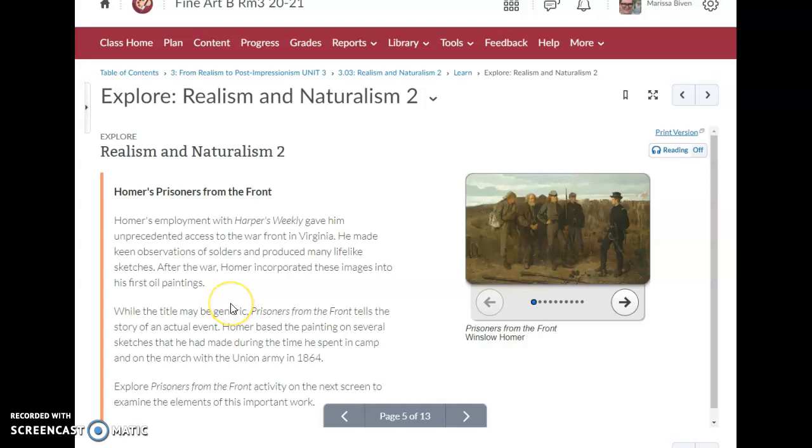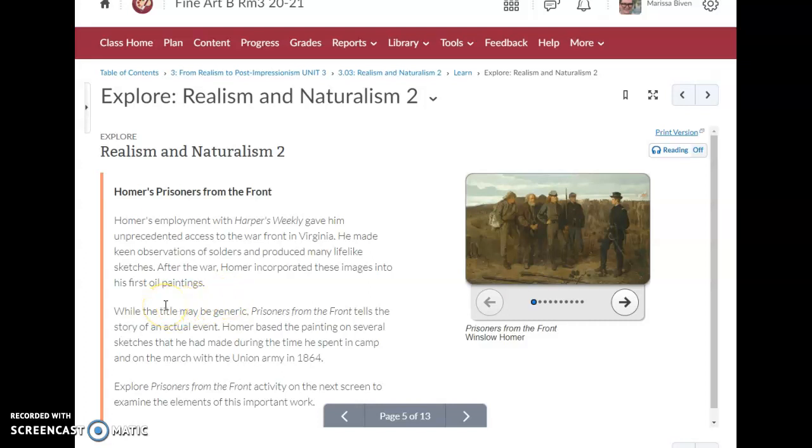So, during the war, he went to Virginia to document the fighting that was going on there. And he would make keen observations, which means he really studied the way these soldiers looked, and he made a lot of really detailed lifelike sketches. And then after the war was over, he took these sketches and he made them into oil paintings.